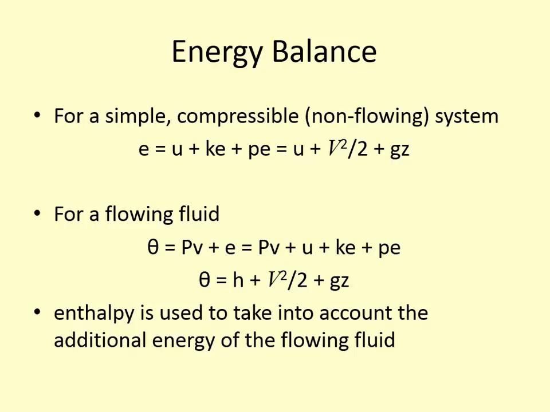However, for an open system, in many cases we're looking at it in rate form. So we have Q dot in minus Q dot out plus work dot in minus work dot out is equal to m dot times H2 minus H1. So that's the major difference in the energy equation for a closed and an open system.